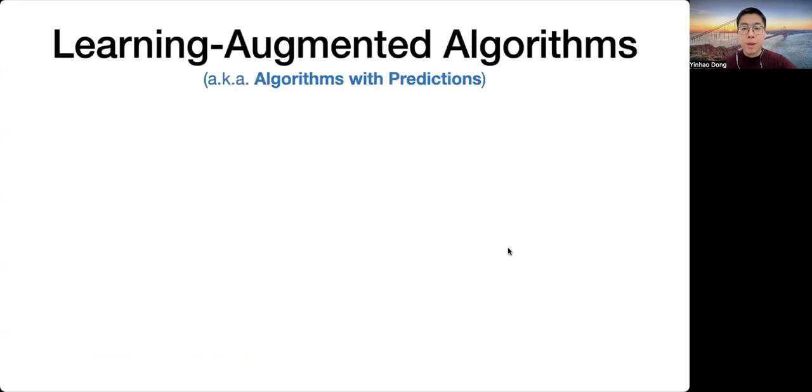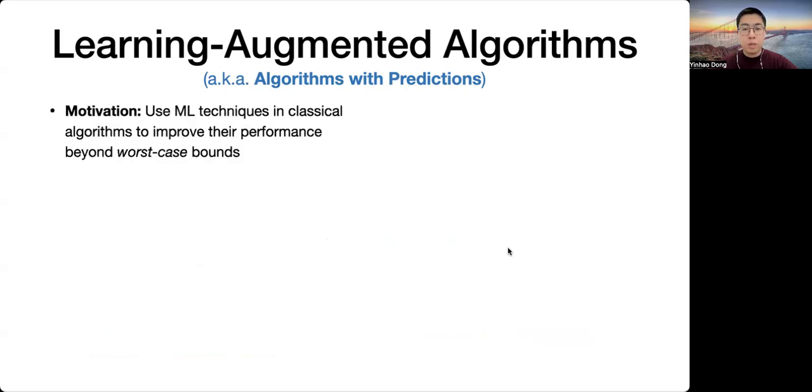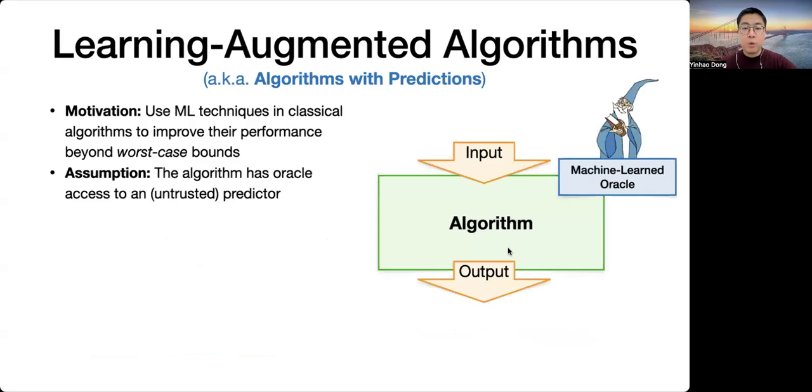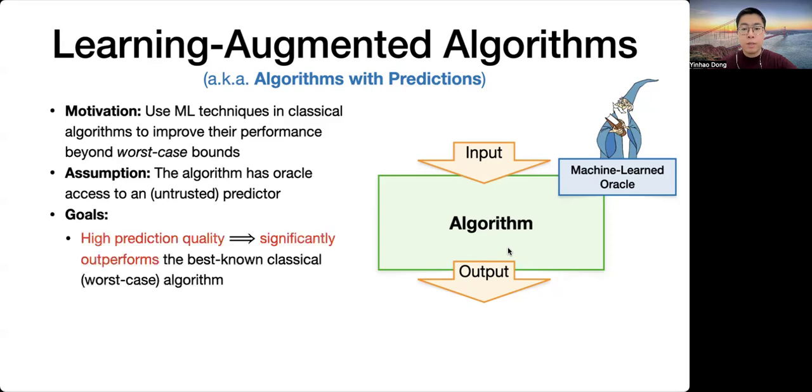We aim to surpass this barrier under the framework of learning-augmented algorithms, also known as algorithms with predictions. These algorithms use machine learning or data mining techniques in classical algorithms to improve their performance beyond worst-case guarantees. In this framework, the algorithm has oracle access to a predictor, which typically provides some information about the optimal solution.